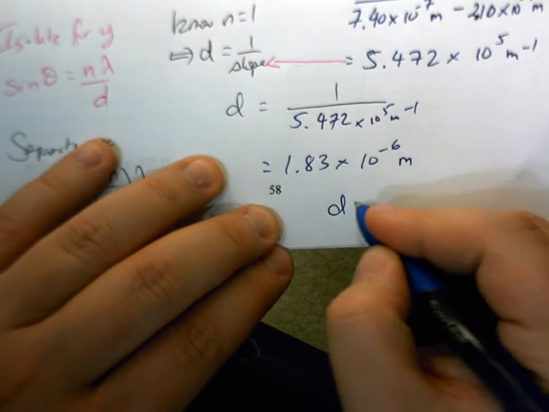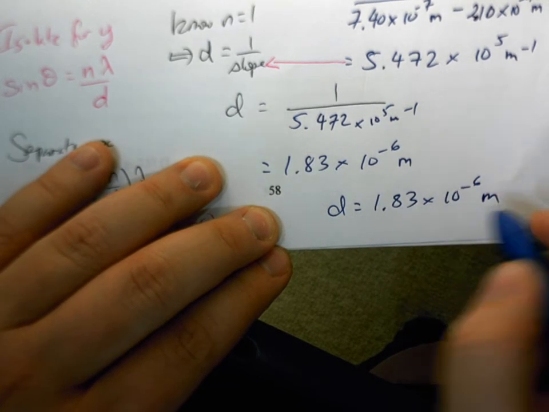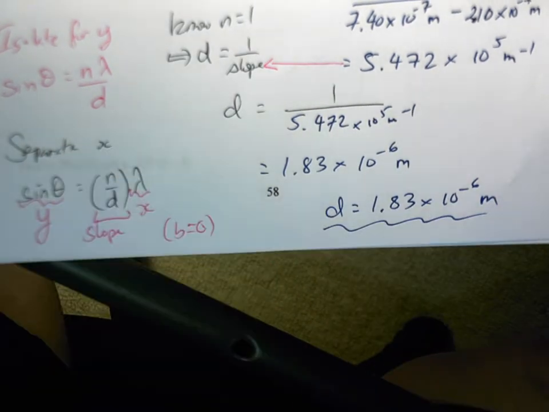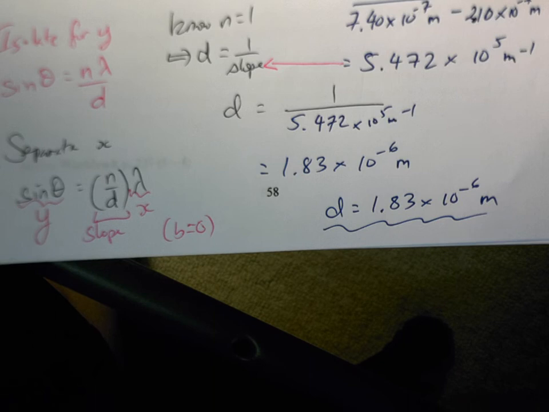So based on graphical analysis, I'm going to find that the distance between my slits is about 1.83 times 10 to the minus 6 meters. When we're looking at distance between the slits, things like 10 to the minus 6, 10 to the minus 5 meters, those are pretty good orders of magnitude to be looking for. So I'm pretty happy with this.